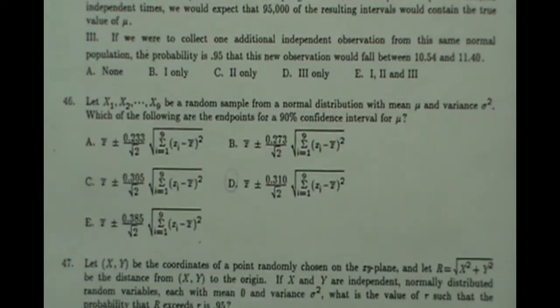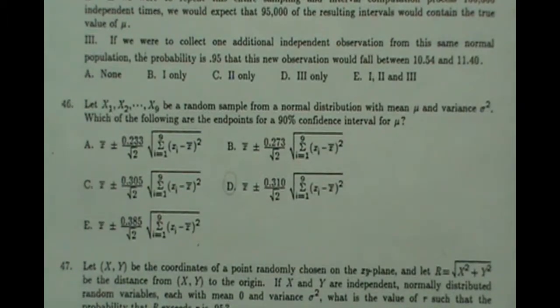Number 46. Let X1 through Xn be a random sample from a normal distribution with mean mu and variance sigma squared. Which of the following are the endpoints for a 90% confidence interval for mu?